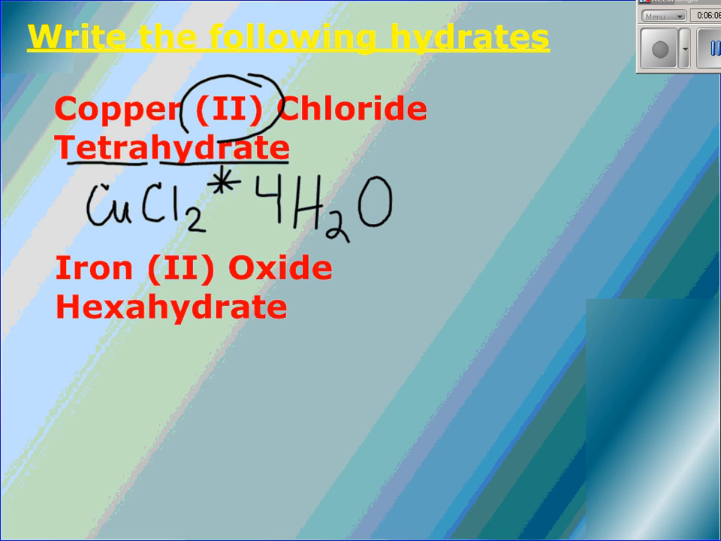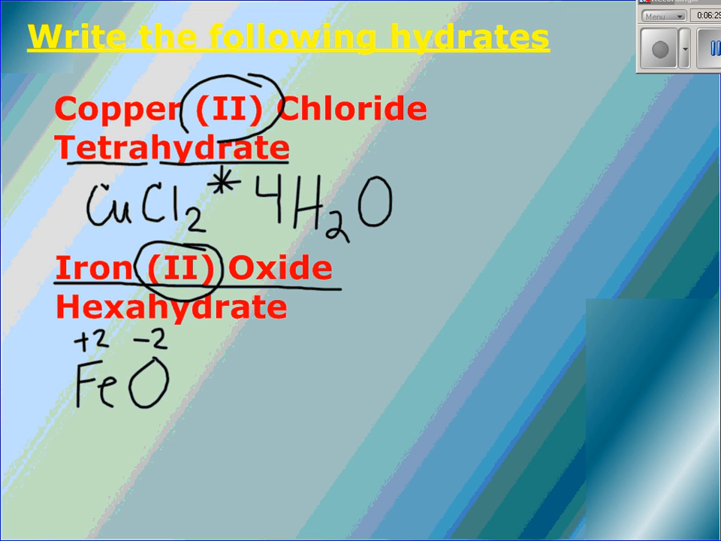Let's look at the second one. Iron(II) oxide hexahydrate. All right, let's go ahead and write the ionic compound first. The iron(II) oxide. Iron is Fe, oxygen is O. Now let's look at our charges. Oxygen is -2, and we know iron is +2 from the Roman numeral. By having one of each, it looks like the charges already balance out to 0, and therefore no extra subscripts are necessary. FeO is the correct formula.